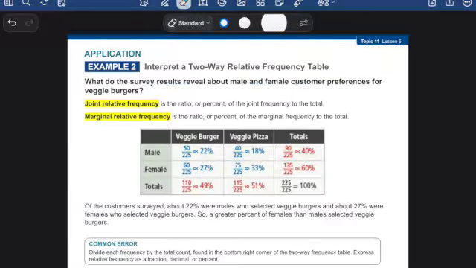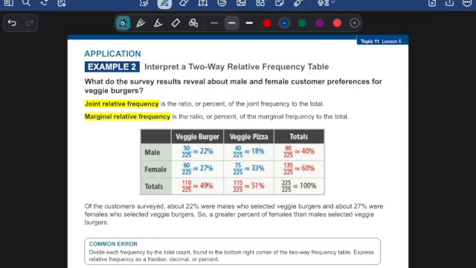Example 2, interpreting a two-way relative frequency table. So now we're going to look at relative frequency, not just the joint frequency. So the relative frequency is going to be specific to the total. So this is out of the total. Whenever you're talking about relative frequency, it's relative to the total. So we're looking at this box here, out of 225.